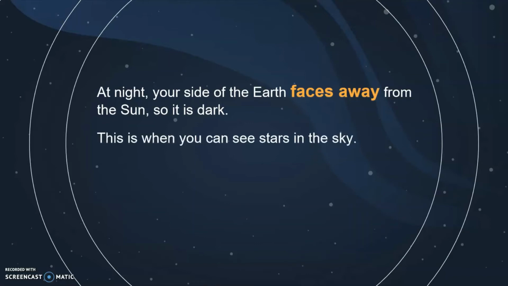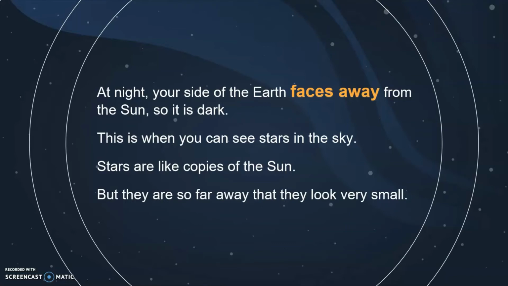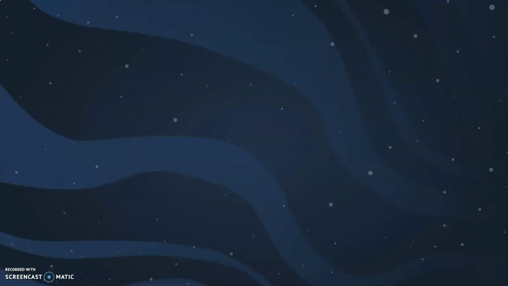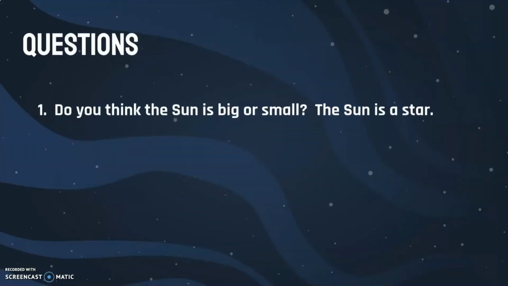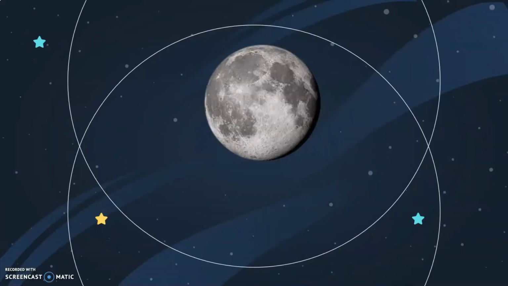Next, this is when you can see stars in the sky. Stars are like copies of the Sun, but they are so far away that they look very small. Next, question. One, do you think the Sun is big or small? The Sun is a star. And then, why do other stars in the night sky look so much smaller than the Sun? Okay, keep your question.